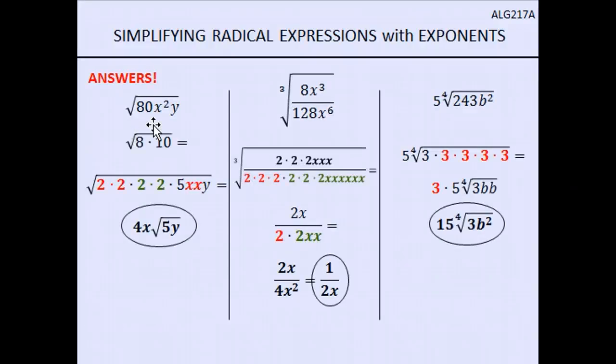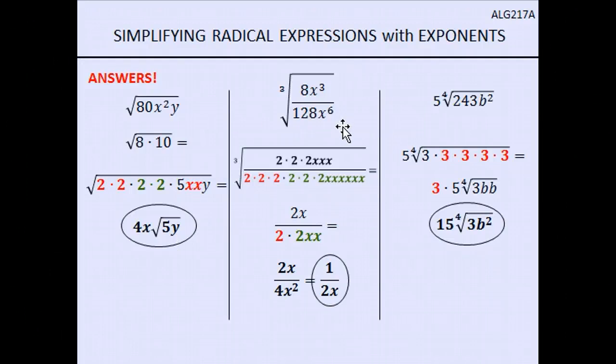And if we have 80 x squared y, we can break 80 down to 8 times 10, which is going to be 4 2's and a 5. So we can take 2 2's out, and we end up with 2 times 2, which is 4. We can take 1 x out, so we have 4x, and what's left is the 5 and the y. So 4x times the square root of 5y.